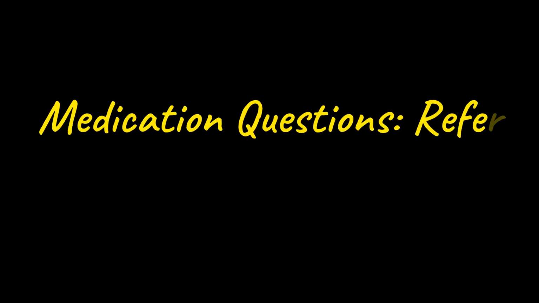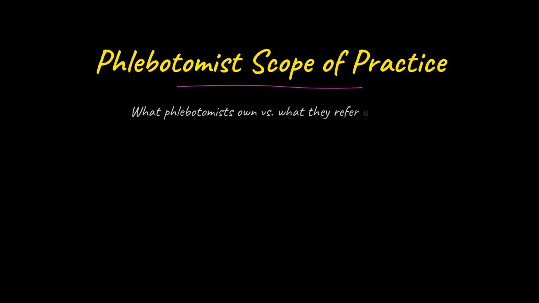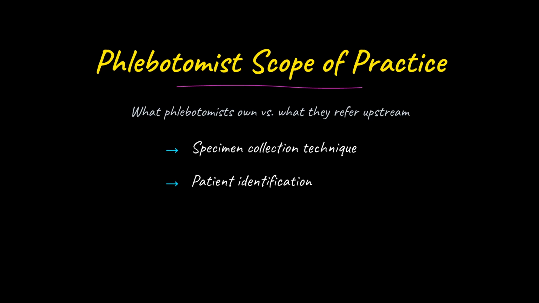When a fasting patient asks whether to take a routine medication before a draw, that question does not belong to the phlebotomist. It belongs to the ordering provider. Understanding why and how to route it correctly is the core of this concept. The phlebotomist's scope covers collection technique, patient identification, and pre-analytical handling.